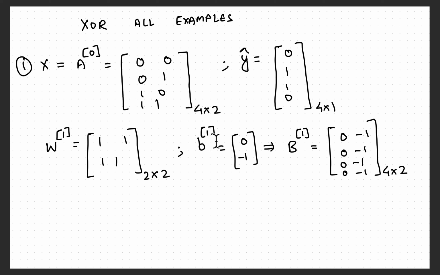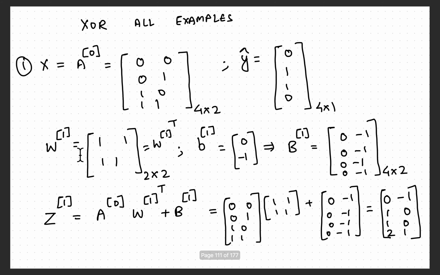Small b superscript square bracket 1 is the bias term corresponding to layer 1. That is a vector 0, minus 1. But we then just repeat the elements of this, and we get capital B square bracket 1 as the bias term corresponding to the n examples for layer number 1, which is now a 4 cross 2 matrix. And if we do the calculations, we calculate capital Z1 as capital A0 times capital W1 transpose plus B1, which is the multiplication of a 4 cross 2 matrix with a 2 cross 2 matrix. This term will be a 4 cross 2 matrix.